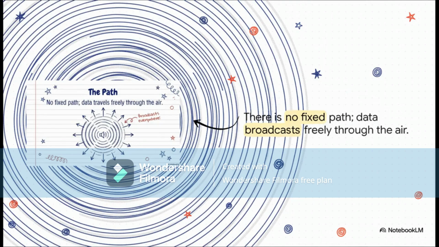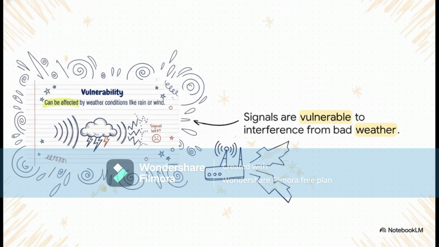And this image just shows the difference so clearly. Unlike our train, there's no fixed path here at all. The signal just radiates outwards in all directions, kind of like the ripples you see when you throw a stone in a pond. It broadcasts everywhere, which is fantastic for being able to move around, but it does come with a catch. And here's the catch.